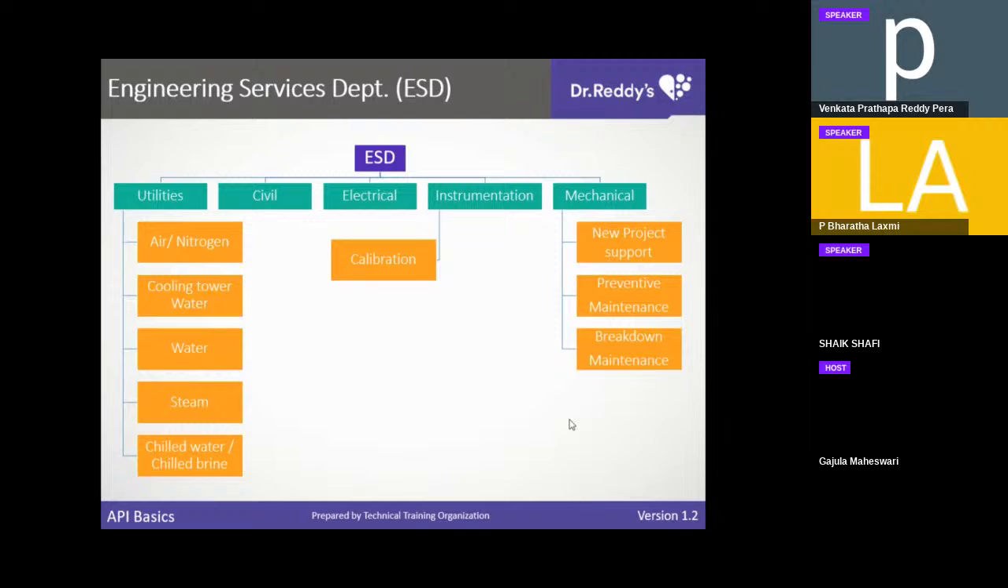I'm discussing the mechanical department. They are responsible for the different types of equipment we use in the process, for breakdown maintenance of that equipment and for preventive maintenance. Preventive maintenance we do in advance, in a proactive approach: we identify any abnormalities in the machine and mitigate them. That is preventive maintenance. So this is about the engineering services department.